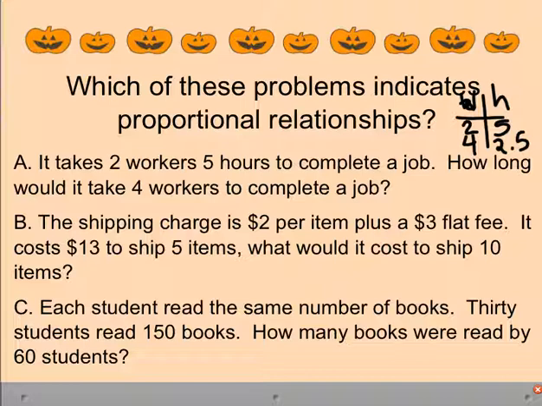Because as we increase workers, it's going to take less time to complete a job. So, are those ratios the same? 5 divided by 2 and 2.5 divided by 4? No. So this is actually an indirect relationship or an inverse relationship. This is not proportional. All right.